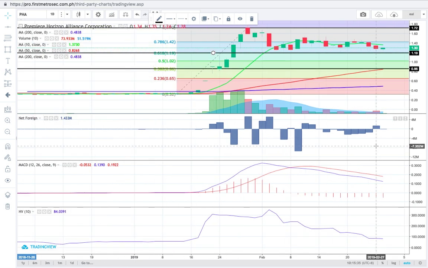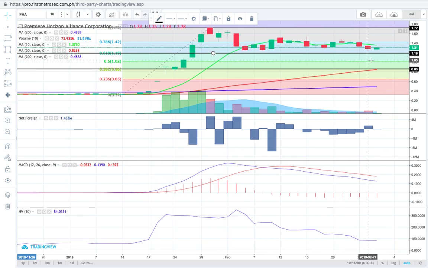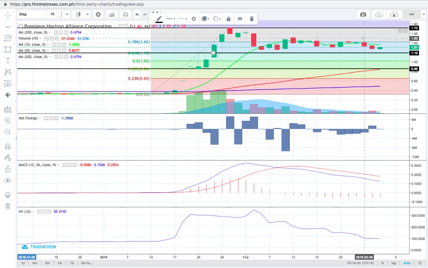So, what's my overall sentiment on PHA? I remain neutral. I am neutral to bearish on PHA. Why neutral to bearish? Because I can still see a high tendency for PHA to just move sideways, to just trade the range. What range is it? 1.20 to 1.70? Probably not. Probably the range would be 1.20 to 1.50.